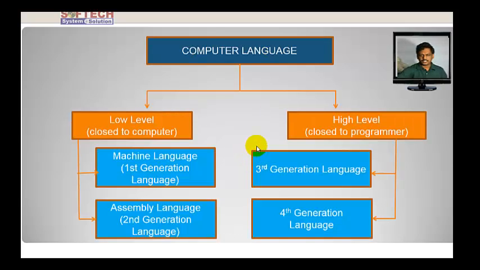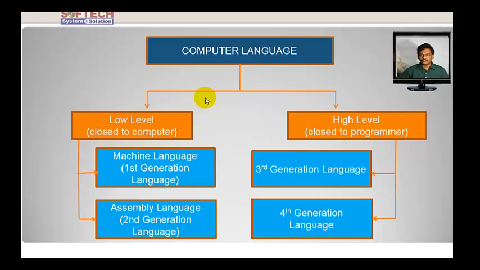Computer languages. Already we studied the translators, that is assembler, interpreter, compiler. Assembler converts assembly language into machine language, but interpreter and compiler convert high-level language into machine language. What are the computer languages? What is the difference between human languages and computer languages?